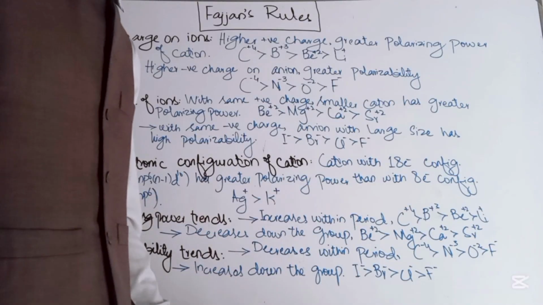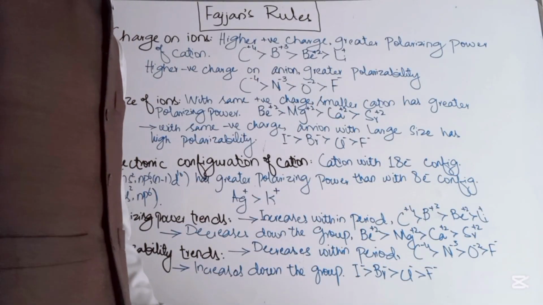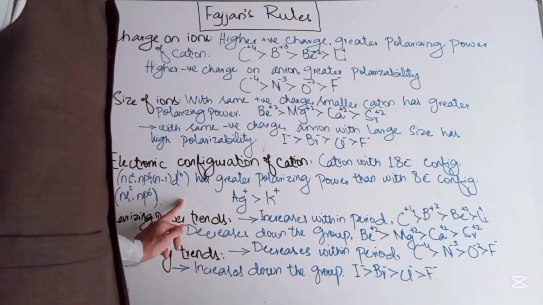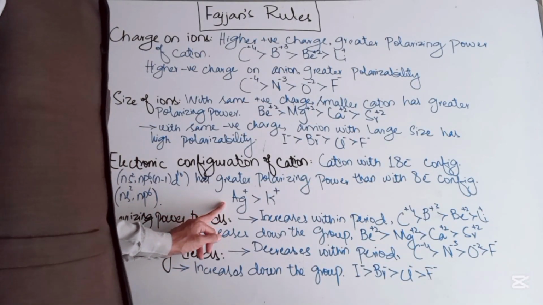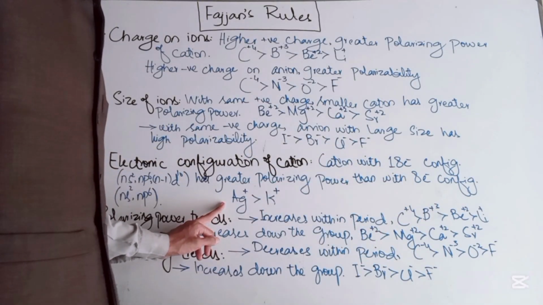The first point is the trends, the variation of polarizability and polarizing power in the periodic table. First of all, we will talk about the polarizing power. Polarizing power increases within a period. From left to right, polarizing power increases.